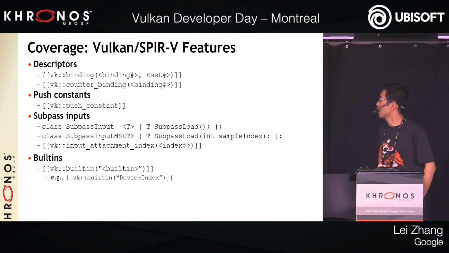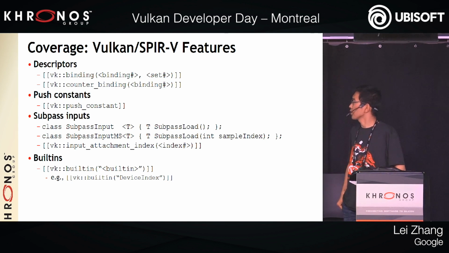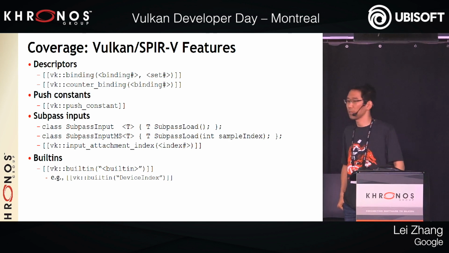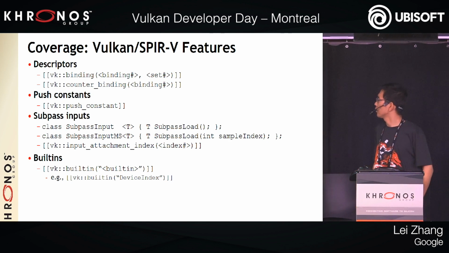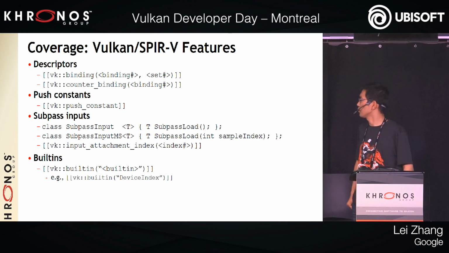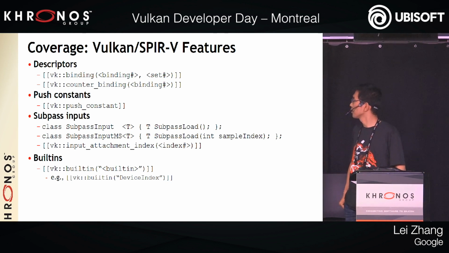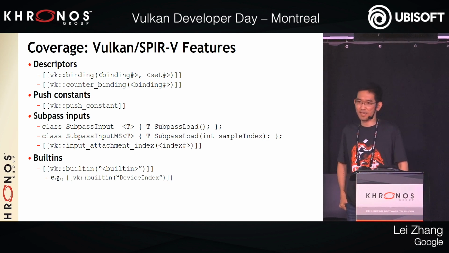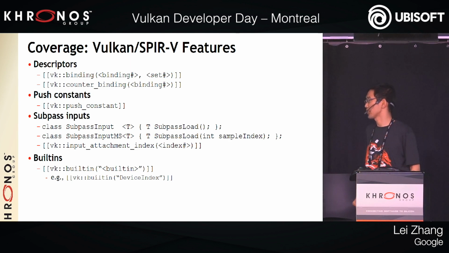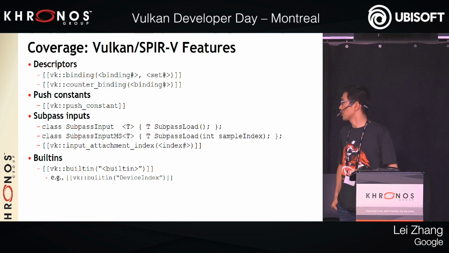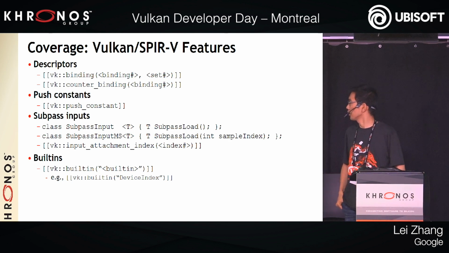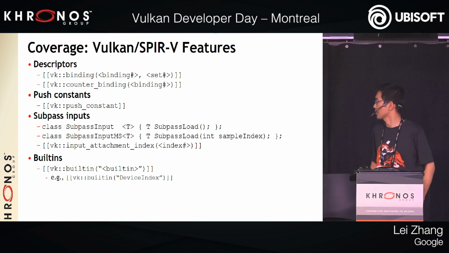So we have vk::binding and vk::counter_binding for assigning descriptors to resources. And also you can attach vk::push_constant to a struct variable to make it a push constant. And we introduced two built-in types for subpass inputs. I will not go into details about push constants and subpass inputs here. You can learn these concepts in the Vulkan spec. They are Vulkan specific. And we have a unified way to express Vulkan specific built-ins, using vk::builtin. I have an example showing device index to follow.